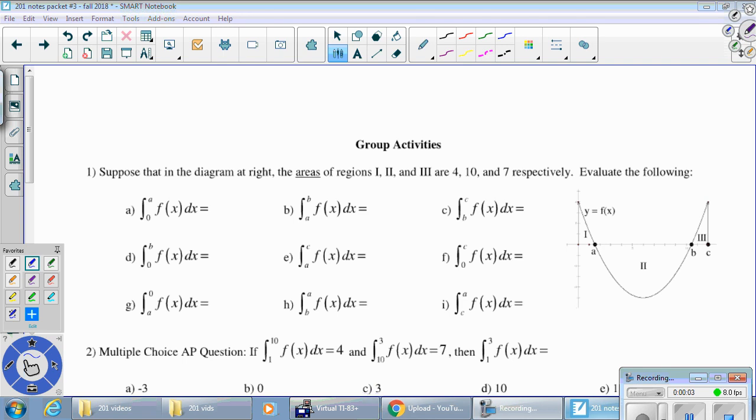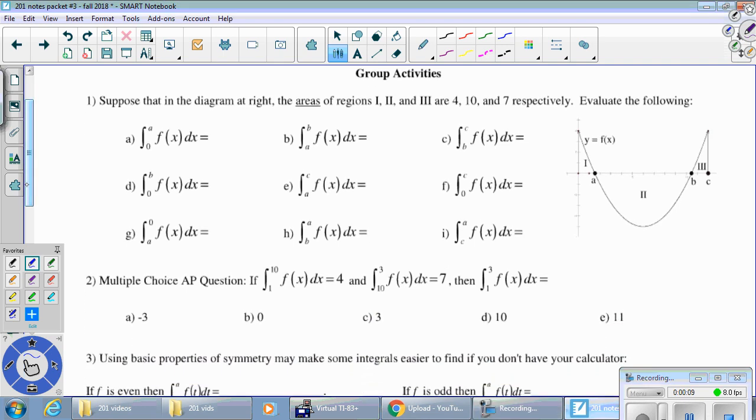Lesson 40 activity. In the diagram at right, the areas of regions 1, 2, and 3 are 4, 10, and 7 respectively. And we're going to evaluate the following integrals. The first one is the integral from 0 to a, and that is just the 4, that's region 1.